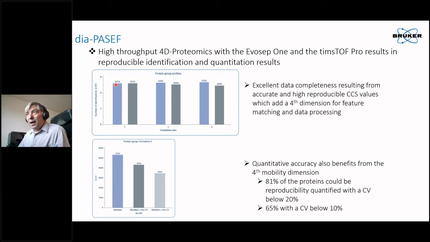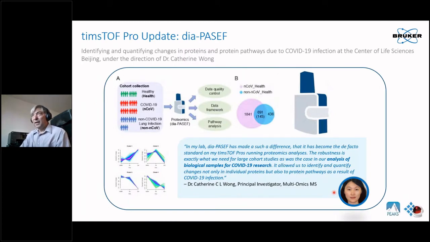Here you can see the number of proteins across all three runs increases from 5,200 to 5,300. So a very small increase if you add the proteins together, whereas the number of proteins seen in all three data sets is 4,900. So that's really, really good completeness and very good CVs. 81% of the proteins can be identified with a CV below 20% and 65% with a CV below 10%.